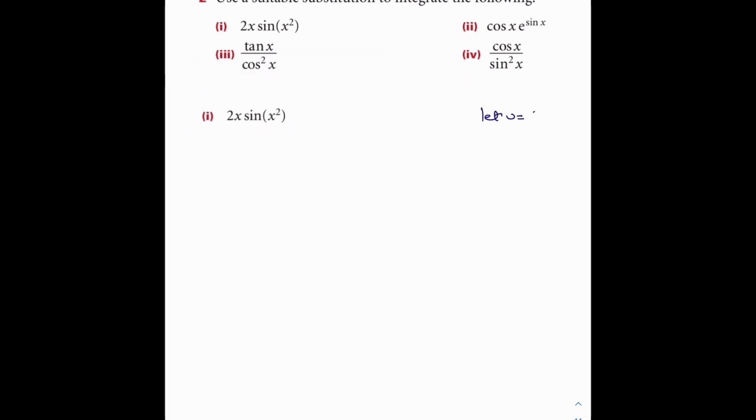Let u equals x square. du upon dx is going to be 2x. So dx is going to be du upon 2x. So let's start with the integration process. Sine of u, and in place of dx I'm writing du upon 2x. 2x and 2x will cancel out. Integration of sine u du. Now integration of sine u is negative cos u.